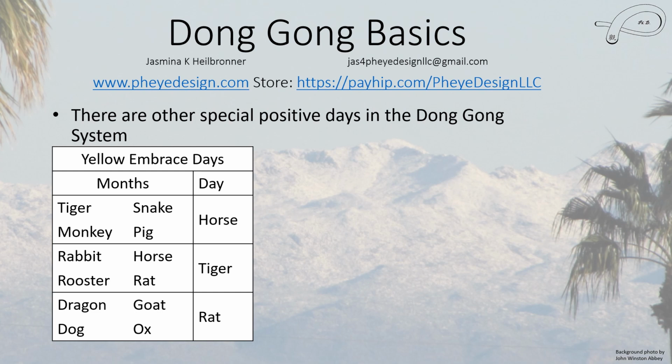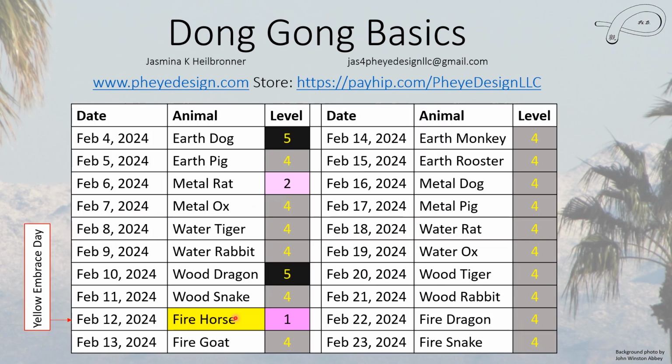And I do think this overrides the multicolored charts I gave you in the beginning. So this day is in a tiger month, so it's one of the horses. This is a yellow embrace day. Now it also happens to have a 1. I don't know if that's because they are taking the yellow embrace day into account in those tables or not. I really don't know. But in this case, it happens to coincide with a really good day.